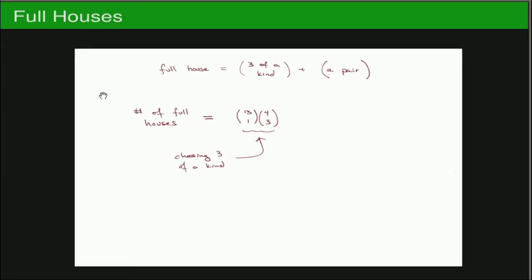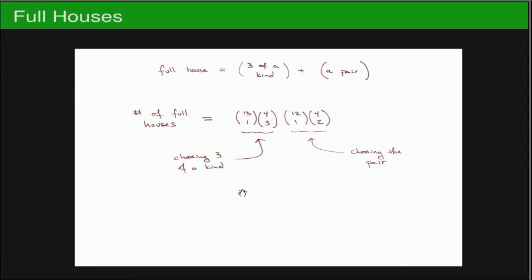So the number of full houses that we can have. Well, we need a numerical value for our first kind. We've got 13 different numerical values, 2 up through 10, then Jack, King, Queen, and Ace. And once we choose the numerical value, we've got 4 different suits, and we want to choose 3 of them. So that combination is choosing our 3 of a kind.